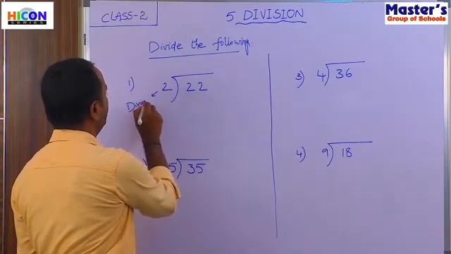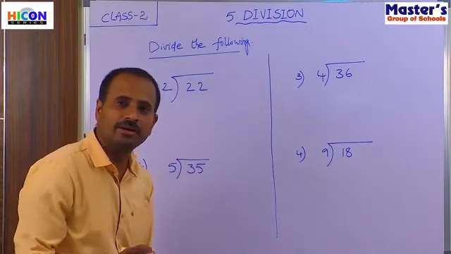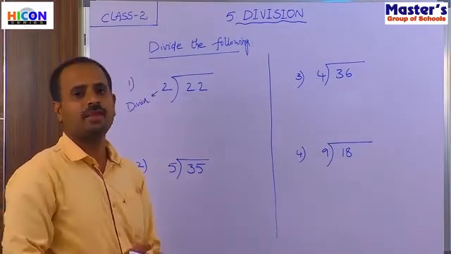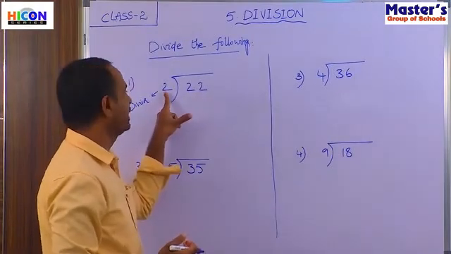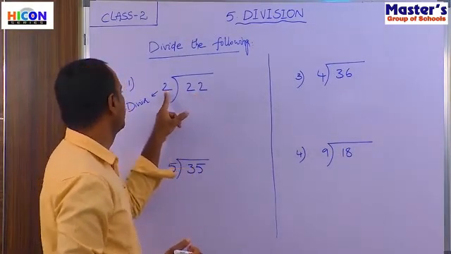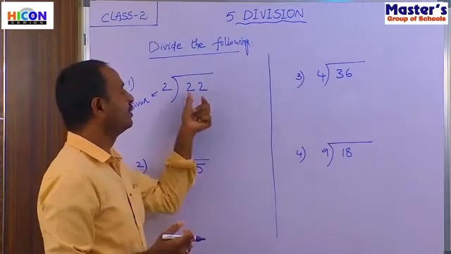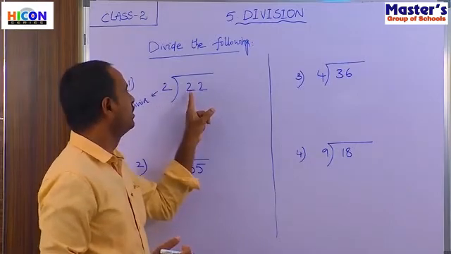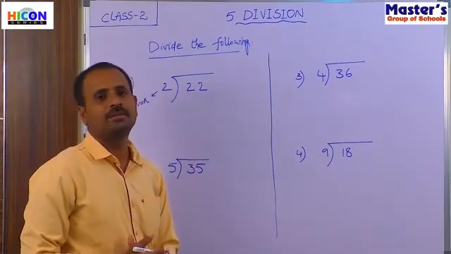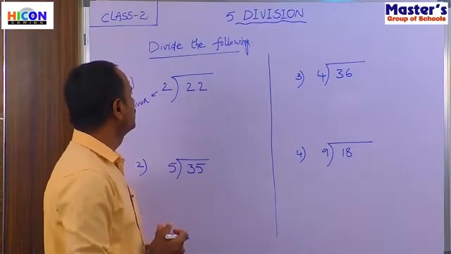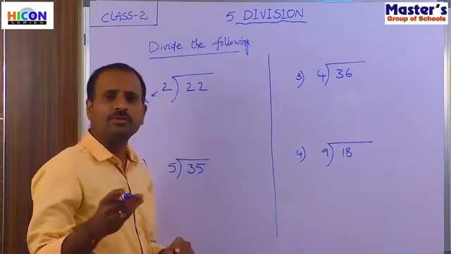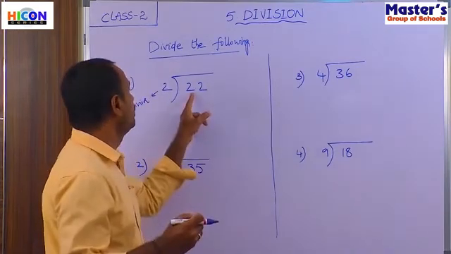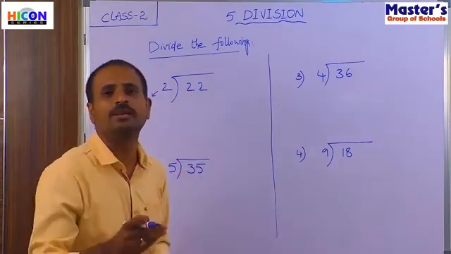So children, what is a divisor? A divisor is a number which divides another number. Here the number 2 is dividing 22. That's why 2 is called the divisor. And 22 is being divided by another number, 2. That's why 22 is called the dividend. So now let us start. First we have to check when the number 22 comes in the second table.